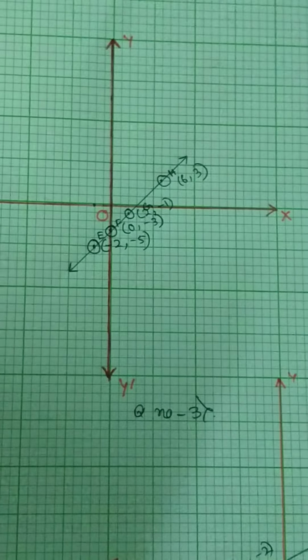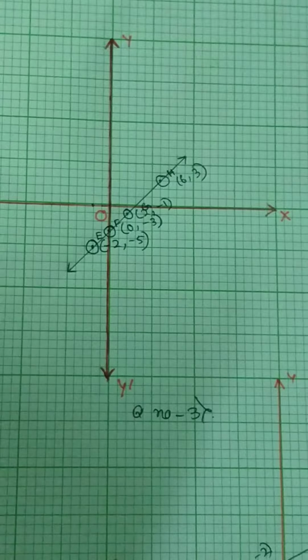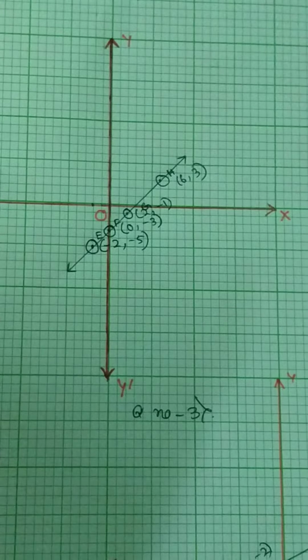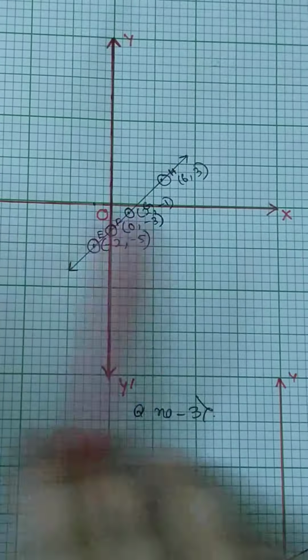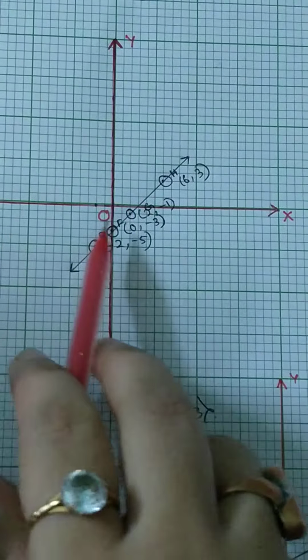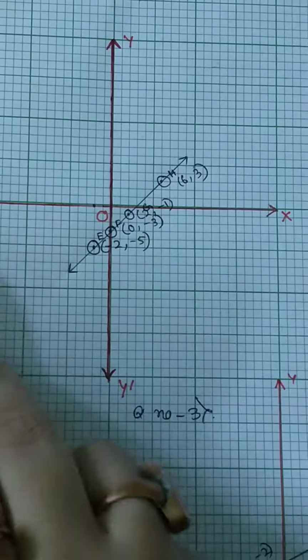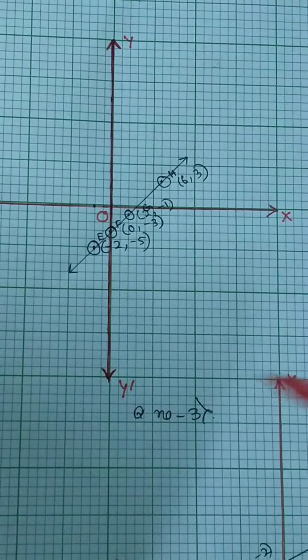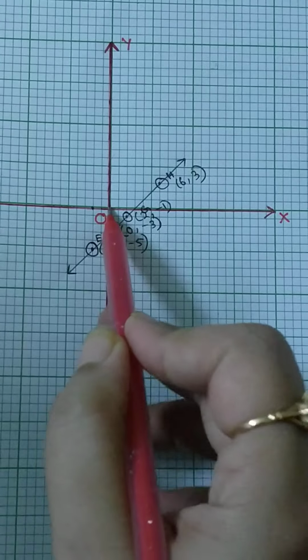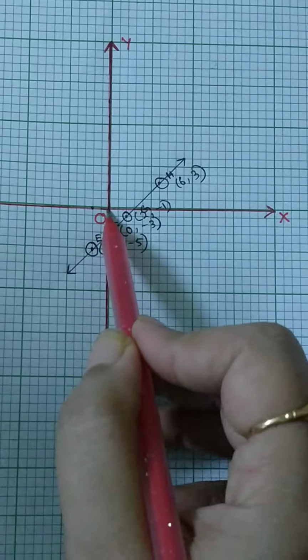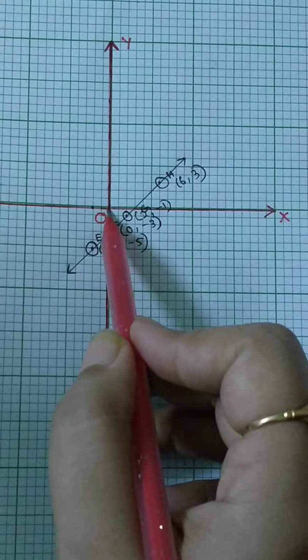So first let us locate the points. First point is E, -2, -5. First you make this line, the origin. This is the origin, x, x bar and y, y bar. You have to always start counting from the origin. So first is -2, -5.